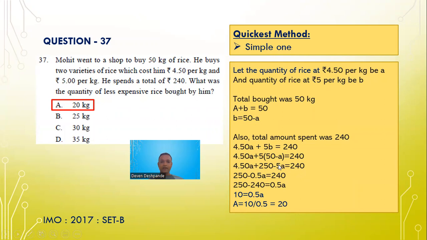What is 4.5 minus 5? It will be minus 0.5. So 250 minus 0.5 A is equal to 240. So when 240 comes here, it will be minus, and when minus 0.5 A goes there, it will be plus 0.5 A. So 250 minus 240 is equal to 0.5 A. So 250 minus 240 is 10, equal to 0.5 A. So A is 10 upon 0.5, which is 20. So the correct answer is 20.